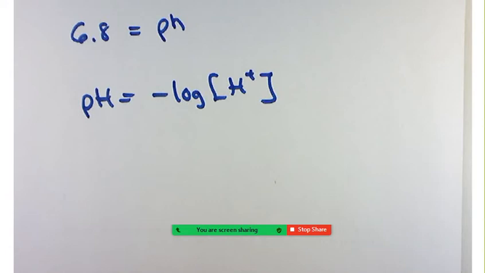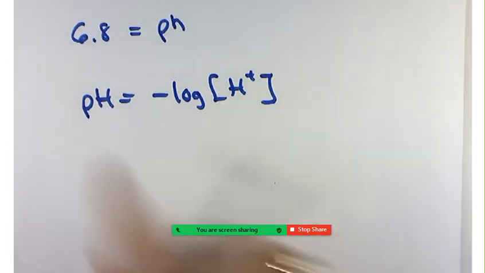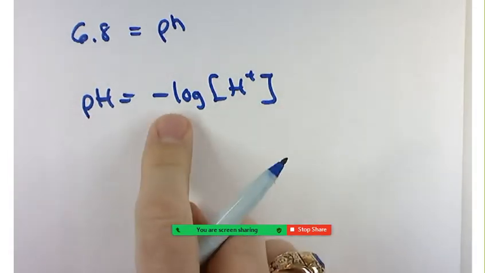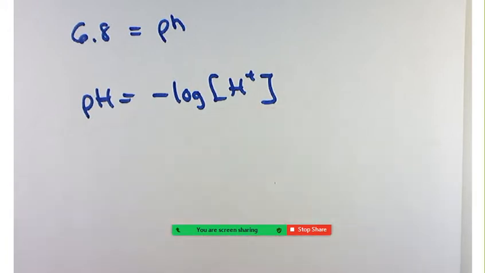One of the problems you'll face in homework is to calculate the pH, and it requires that you know this formula, that the pH is minus the log of the concentration of hydrogen ions. Now look, I'm not trying to make you a chemist or a physicist or anything like that. We just need to solve some problems.